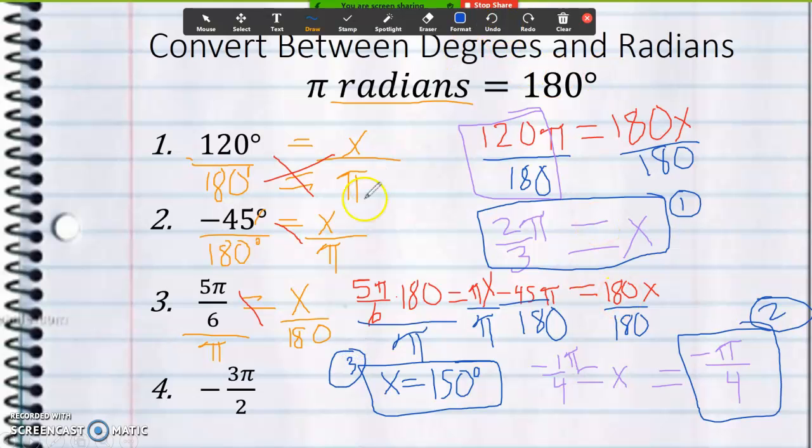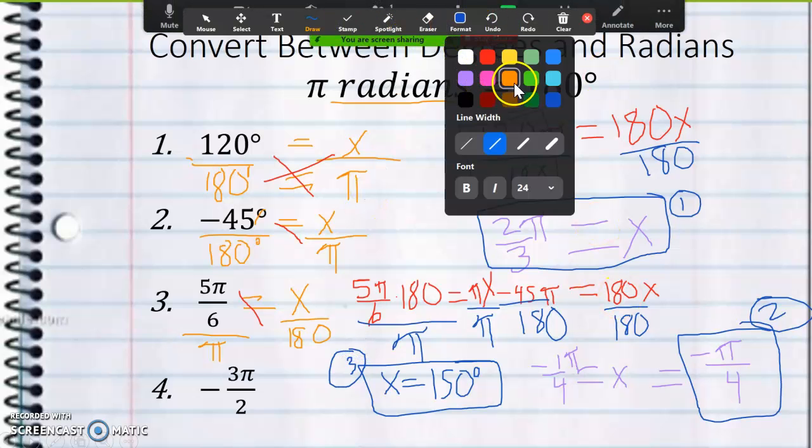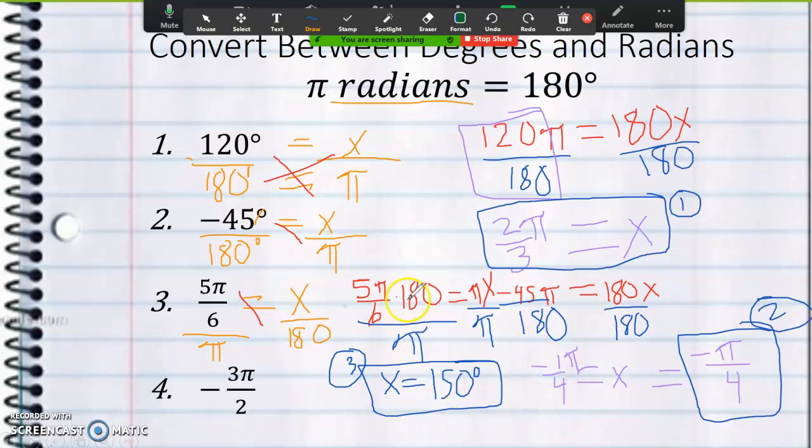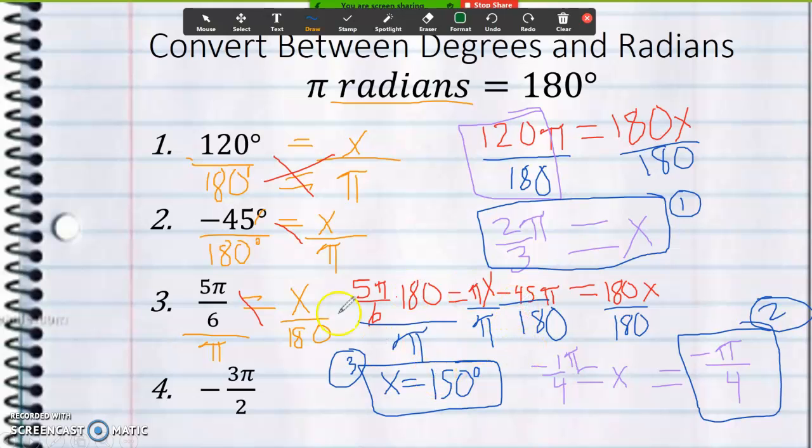Okay? You might be asking yourself, why did I put pi into the calculator for number 3 and not for number 1 and number 2? Because for number 1 and number 2, you're going from degrees to radians, so you want your answer to have pi in it, versus degrees, where there's no pi in your answer. So that's why. Okay, so last but not least, we have negative 3 pi over 2 is equal to x.